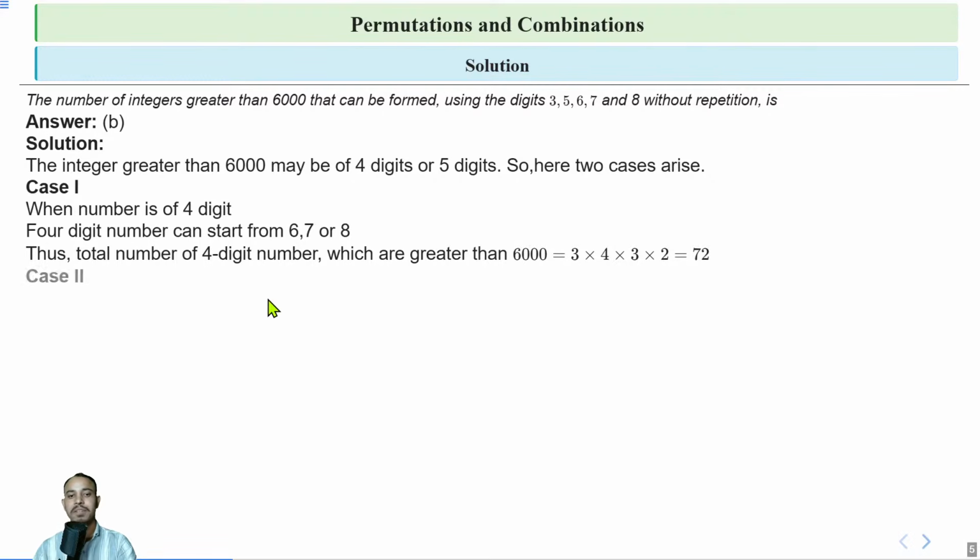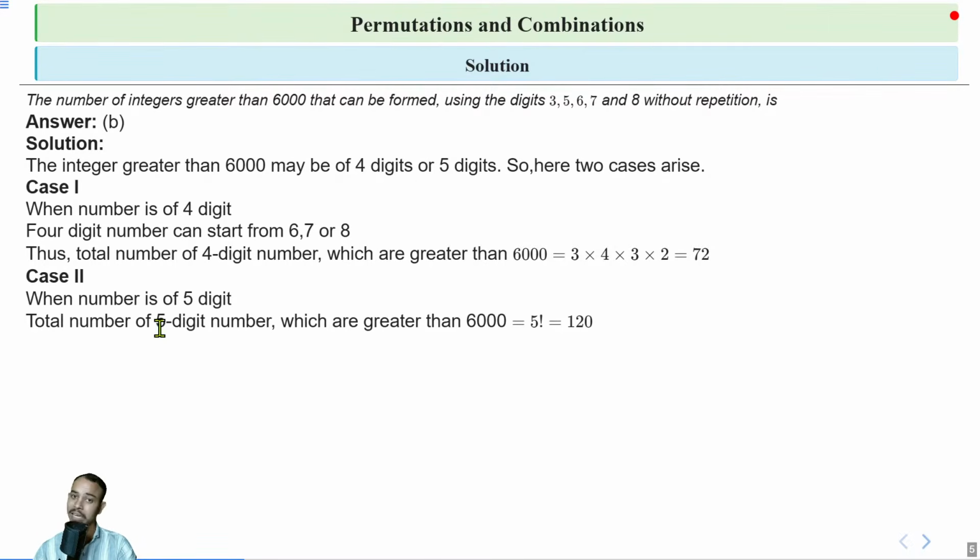Clear? Now see case 2. So we may take 5 digit. When the number is of 5 digit, that case we will see. The total number of 5 digit numbers which are greater than 6000 is nothing but factorial 5. You will know what is factorial 5. Factorial 5 is 120. So the total number of 5 digit numbers which are greater than 6000 equals 120.